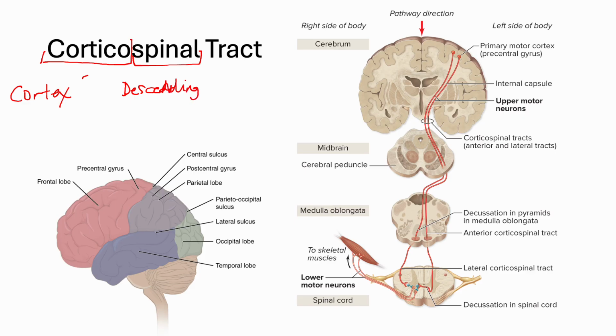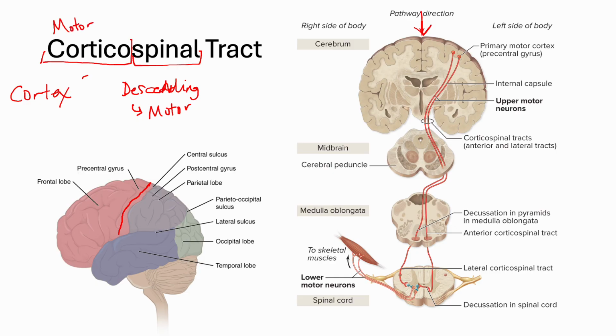Descending. Sorry about that. Therefore, if it's descending, it must be motor, right? Because that information comes from the brain down. Now remember, we have our precentral gyrus just anterior to the central sulcus, and that's where our motor information is coming from in our cerebral cortex. So we have the pathway direction. We're starting in the brain and we're going down. In this case, we have a motor pathway, right?